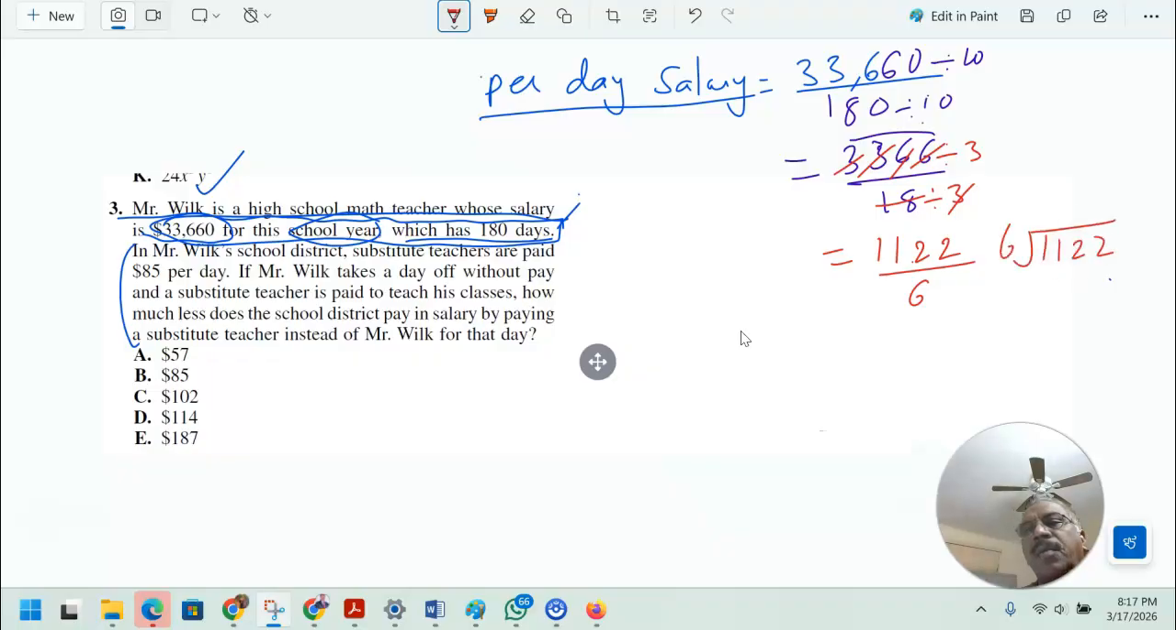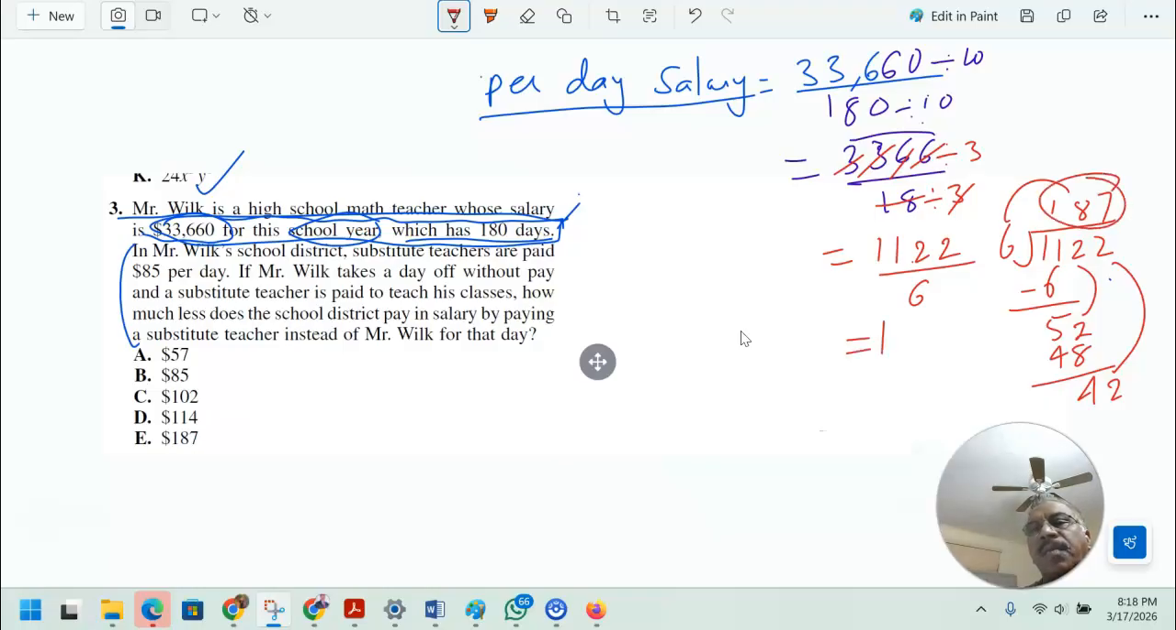And the 6 goes 1 times 6. If you subtract 6 from 11, you get 5. Bring down this. And 6 times 8 is 40, and then you put 4. And then bring this 2 down, and you get 6 7s are 40. 6 times 7 is 40. Your answer is 187. So this is 187.